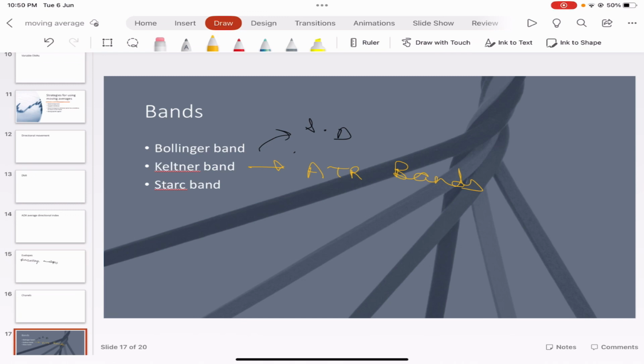What is the trading range? It is basically high minus low, and you add that to your typical price and plot the upper band, and subtract that from the typical price and plot the lower band. That's how you get the Keltner band.